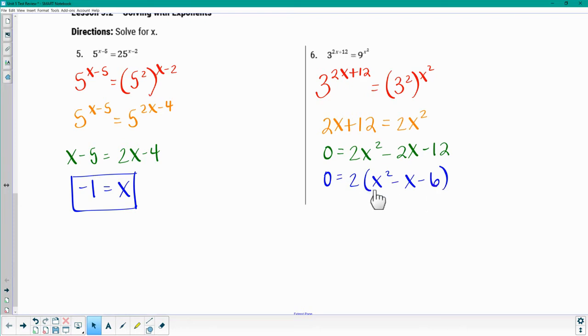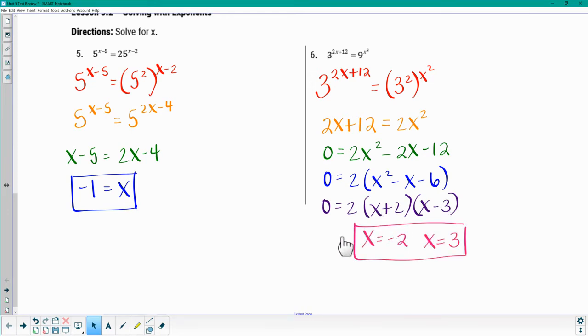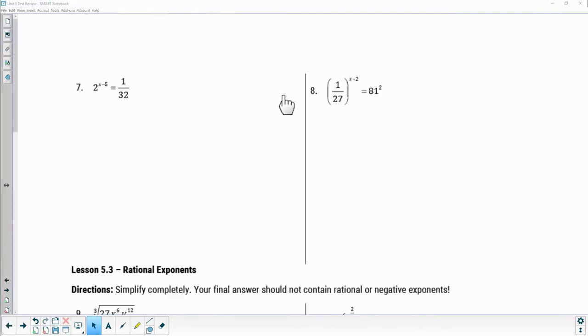Now, anytime your a value is equal to 1, you can use the shortcut. So all you have to do is think of numbers that multiply to be -6, add to be -1, and your two factors should be x plus 2, x minus 3. And anytime you're solving, you have to go ahead and set each factor equal to 0. So I'm going to get x is equal to -2 and x is equal to 3.